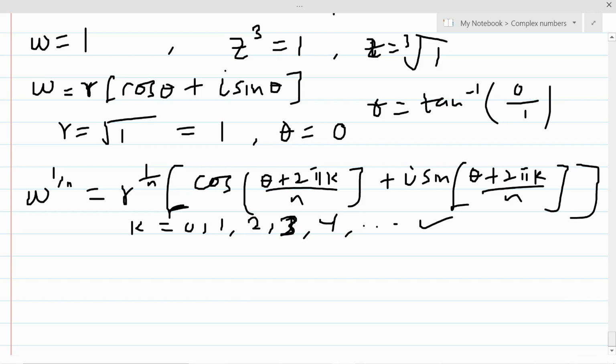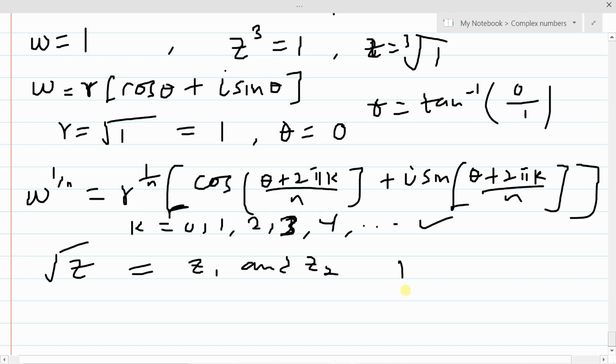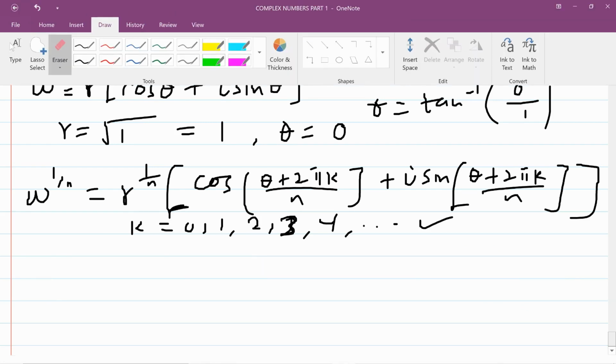Now let me ask this. If I want to find the square root of something, the possible answers will be what? z1 and z2. I have to have 2 answers. If I want to find the cube root of z, then I'll get z1, z2, and what? z3. So it means that the cube root of 1 that you want to find, you get 3 answers, and those 3 answers depend on the values of k that we pick.